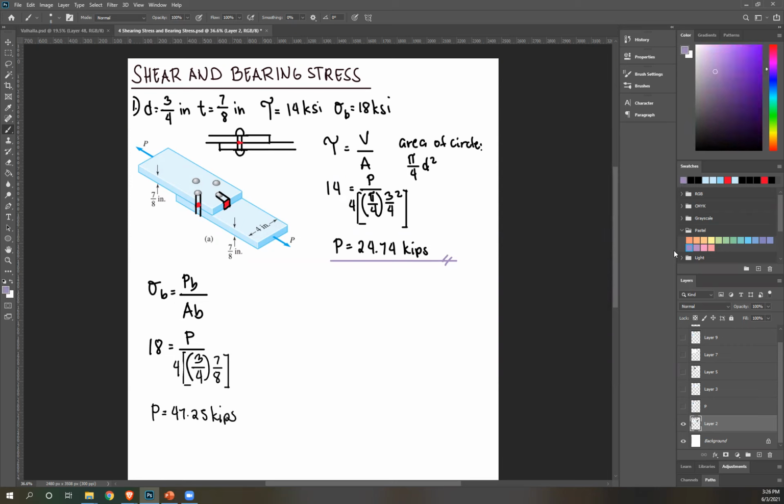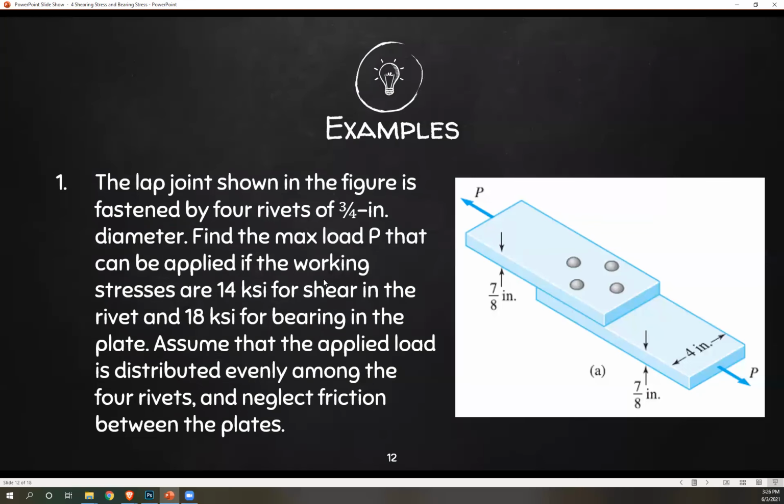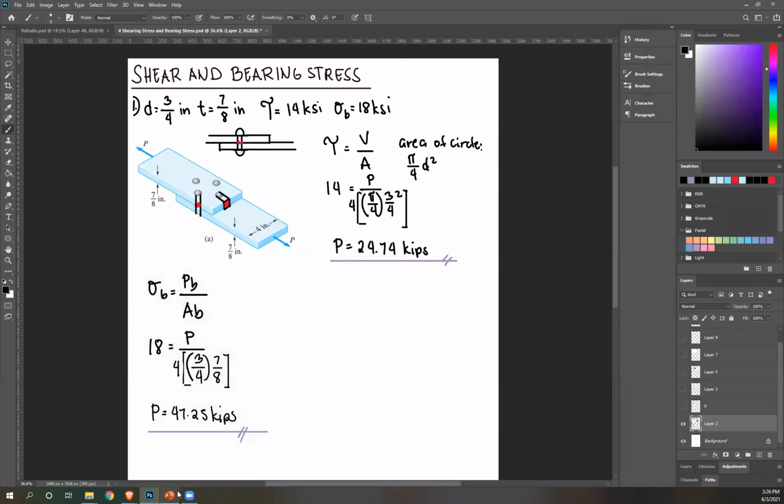Once again, that's just an option. Now we need to analyze, once again, what's the maximum load P that can be applied. As I've mentioned in the previous meeting, if you're a bit confused, the maximum force is always the least amount in your answer. So in this case, it's 24.74. Therefore, maximum force is 24.74 kips.